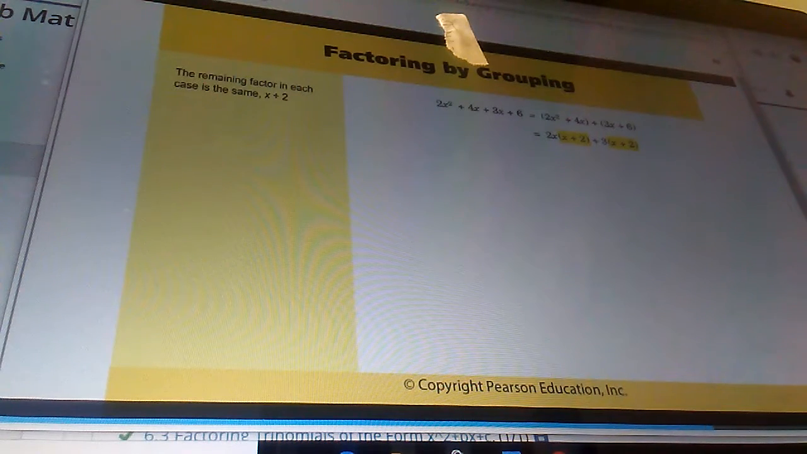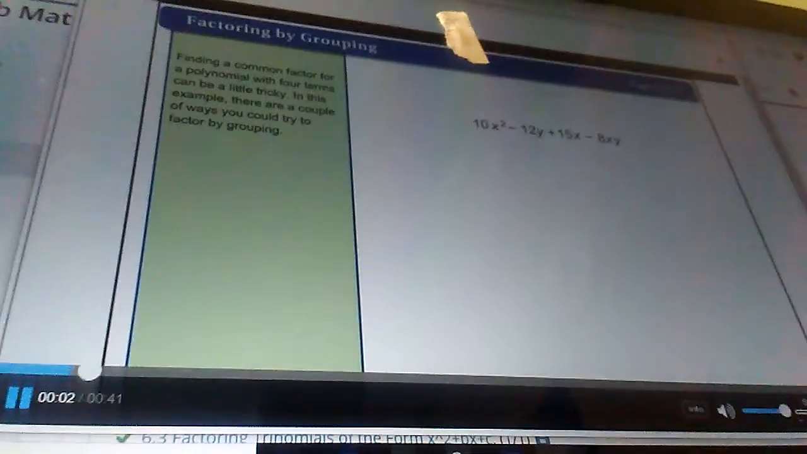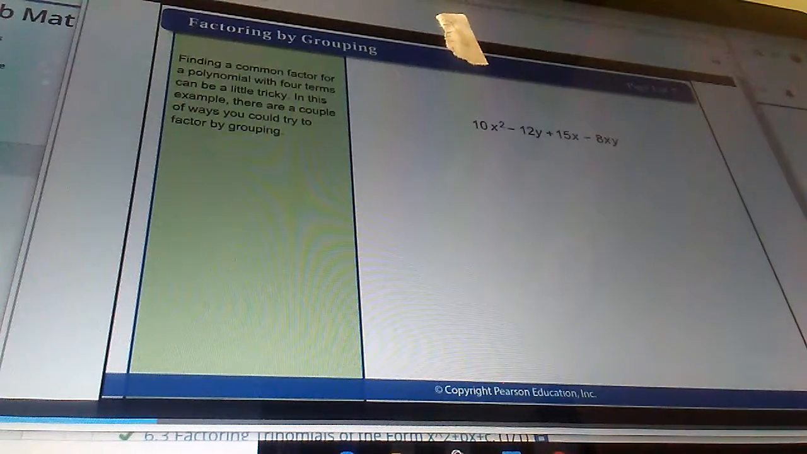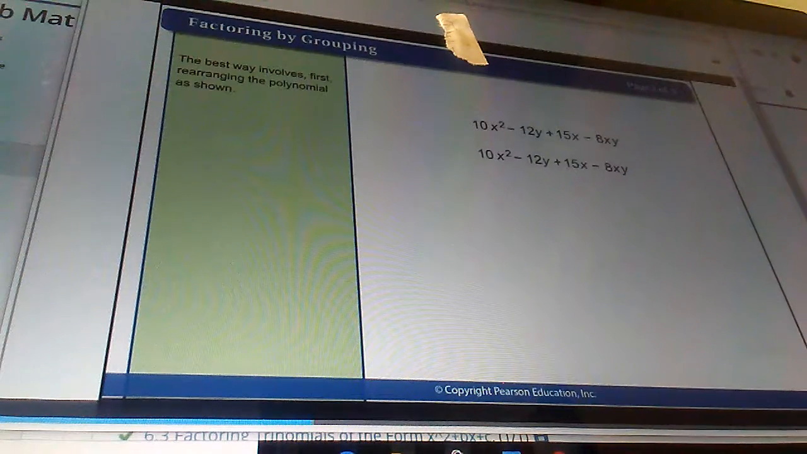The remaining factor in each case is the same, x plus 2, so we can factor x plus 2 from these terms to produce the final result, (x plus 2) times (2x plus 3). Four terms can be a little tricky. In this example, there are a couple of ways you could try to factor by grouping. The best way involves first rearranging the polynomial as shown.